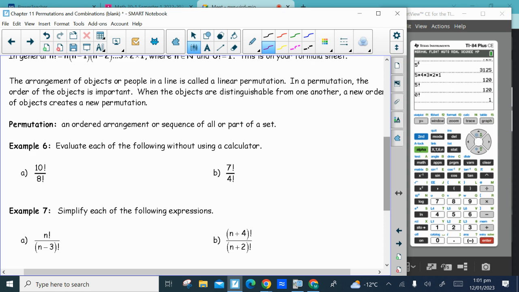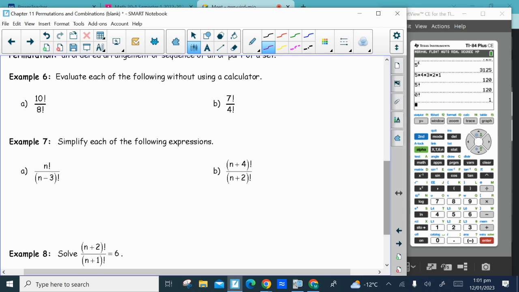So something we're always going to be asking ourselves as we go through this, does order matter or not? If order matters, it's a permutation. That's an ordered arrangement or sequence of all or part of a set. So as a lead into permutations, let's evaluate these without using a calculator.